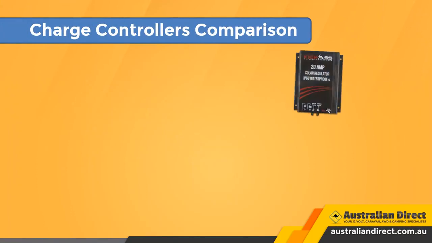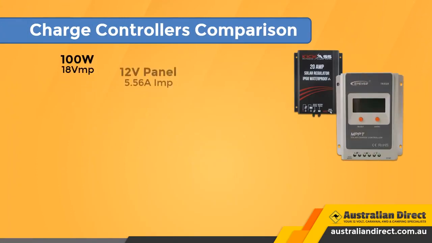Let's see how this affects our system with a 100 watt 12 volt nominal panel with a 12 volt nominal battery bank. We'll do the math assuming 100% efficiency, which isn't what you'll see in the real world, but it will really help illustrate the difference between PWM and MPPT quite clearly.